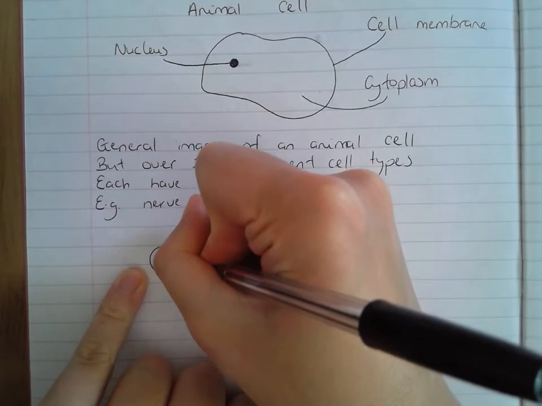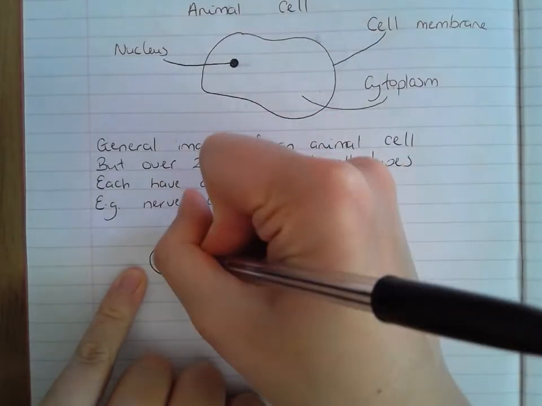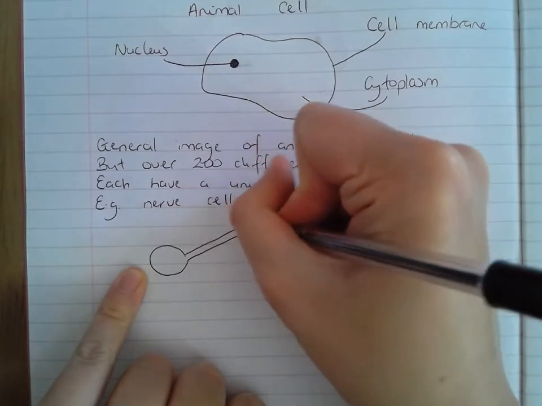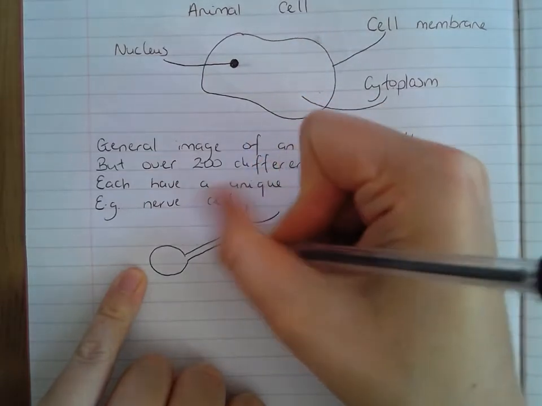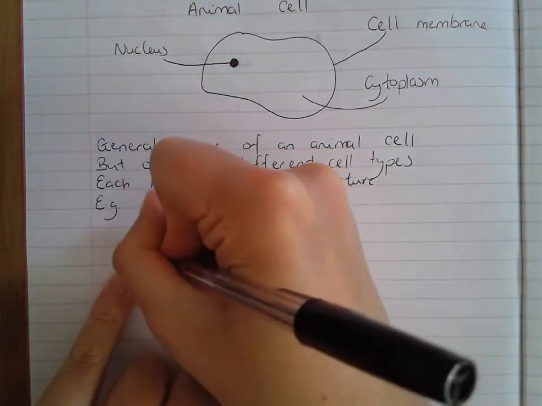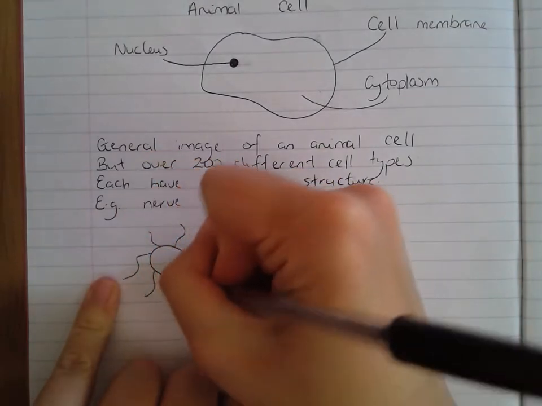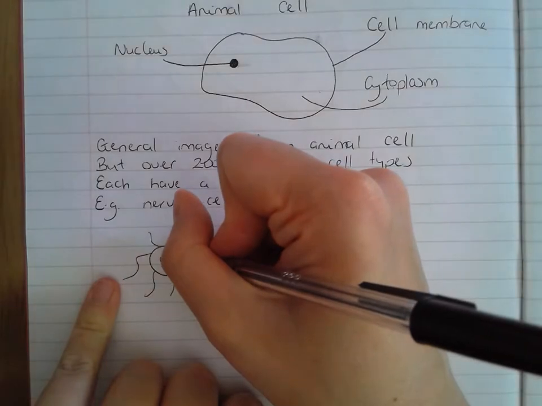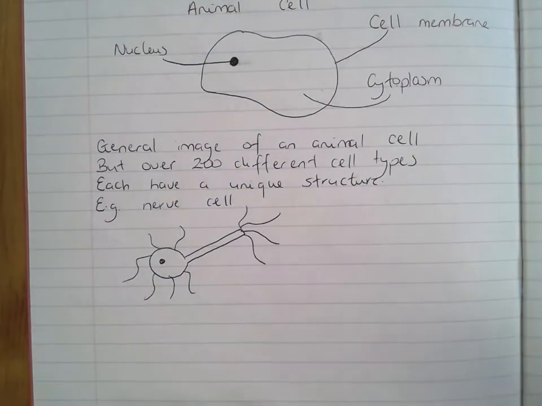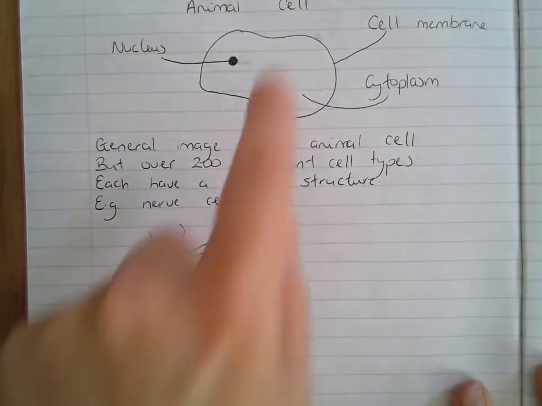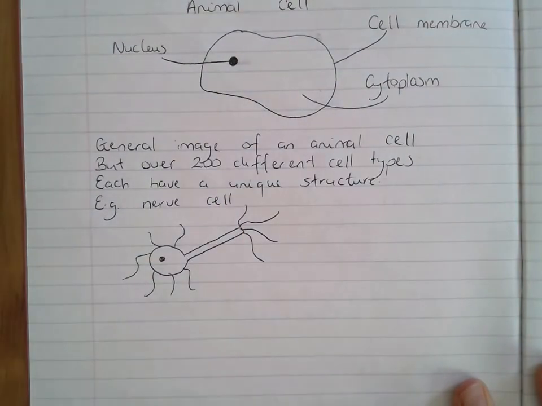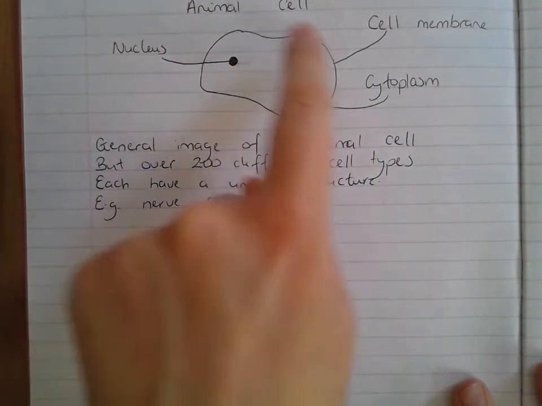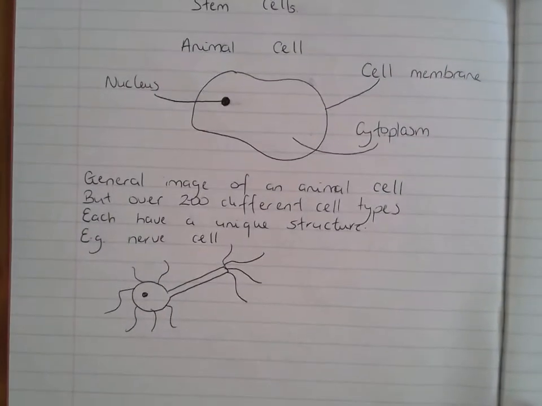So it's got this kind of big head at the top, and then it's quite thin here, and then at the end, it branches out into all of these little projections, and then on this end, it also has all sorts of projections, and there's a nucleus in there. Okay, so it looks something like this. This is what a nerve cell looks like. So this is obviously quite different than what I have just drawn, showing that a nerve cell has a different structure to just the general image of an animal cell.